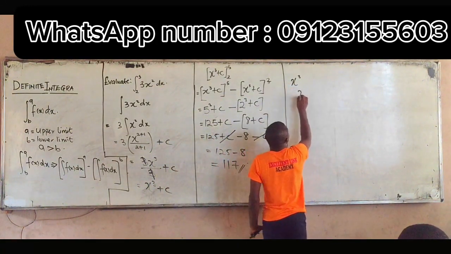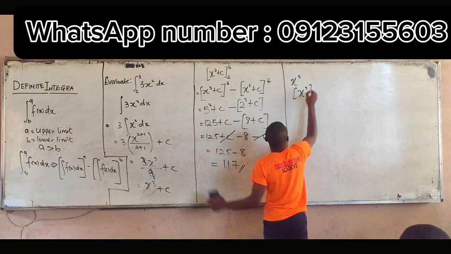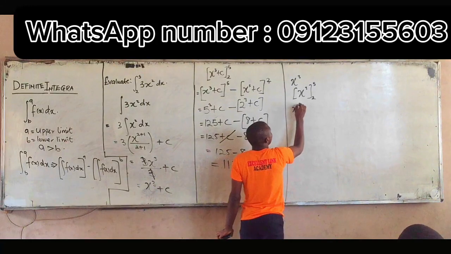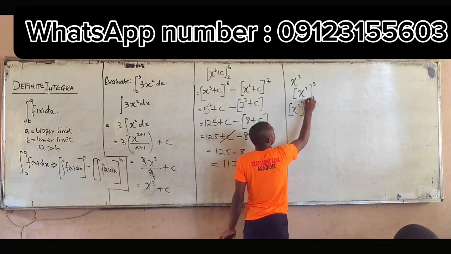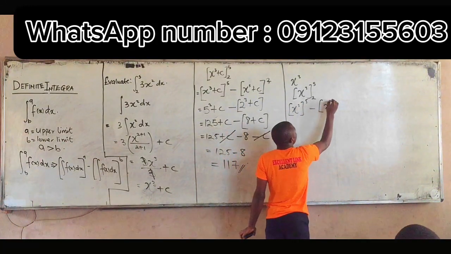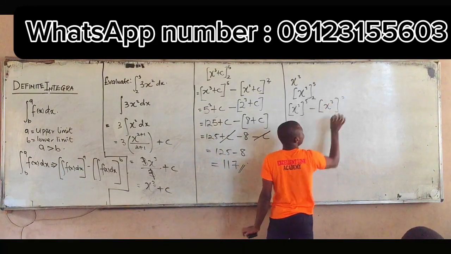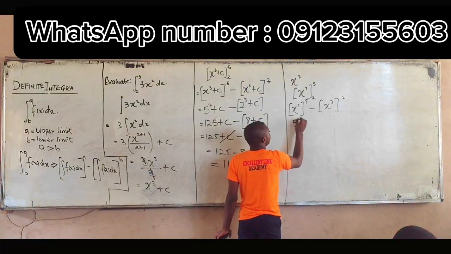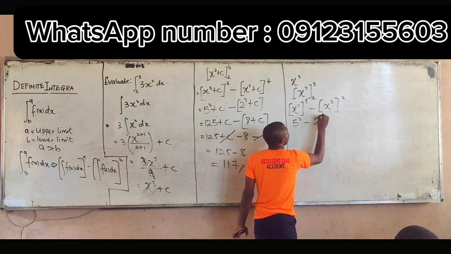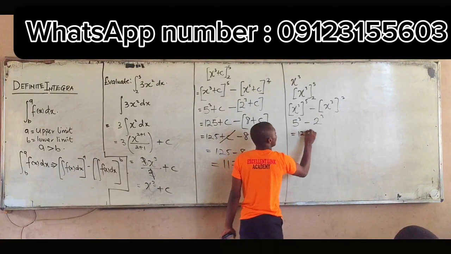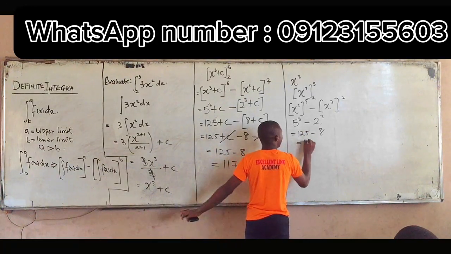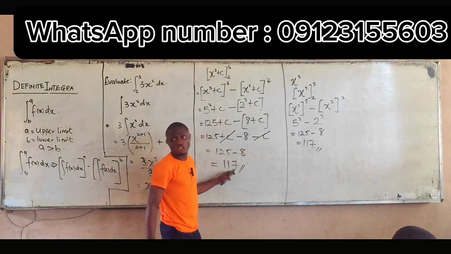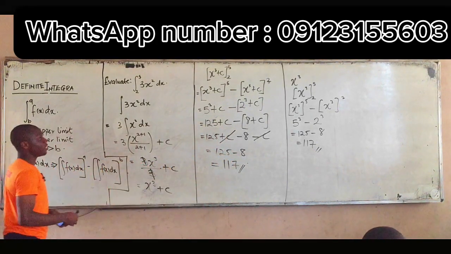So if I want to express x to power 3, what's my upper limit? 5 and 2. That becomes x to power 3, then my 5 here, minus x to power 3, next 2. Anywhere I see x, I put 5. That becomes 5 cube minus 2 cube. That's 125 minus 8, which gives 117. The same thing. So putting c is optional when it comes to definite integral.